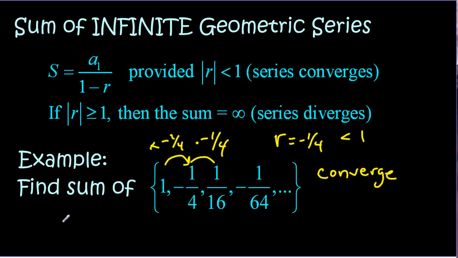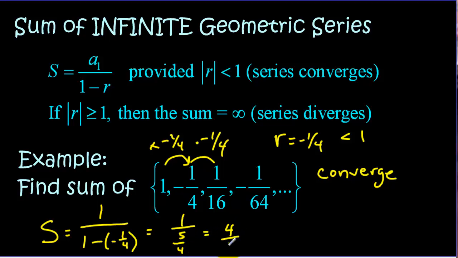And if we want to know what it converges to, we can use our formula up here. It's going to be a sub 1, which was 1, divided by 1 minus our common ratio, which was negative 1/4. So this is 1 over 5/4, which would end up being 4/5. So if we added all of these fractions, and remember some are positive and some are negative, so they're canceling each other out, it would add up to the number 4/5.